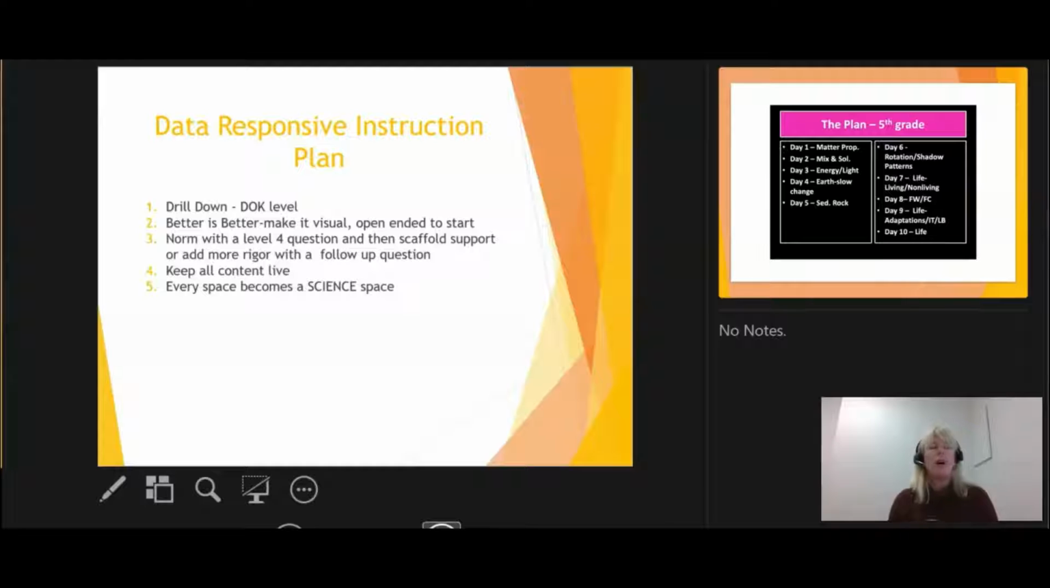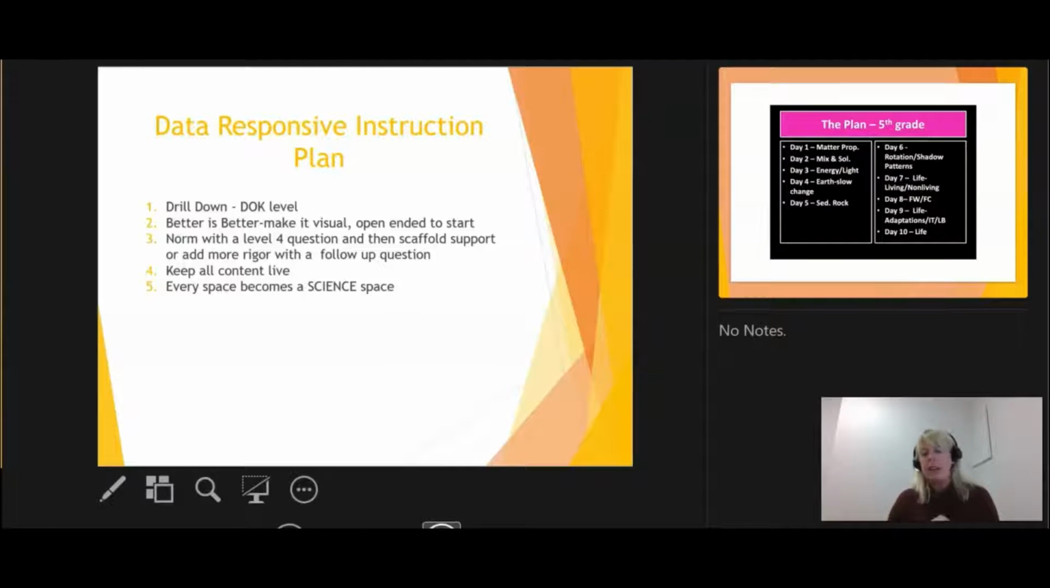Number 4, keep all content live. For instance, if there is a change of state in a water cycle question or in a slow change question, then I would go over the states of water and changing states of matter. And I would keep everything in real time. So use all the stimulus in the question to review your content as well. See it as a very practical opportunity.